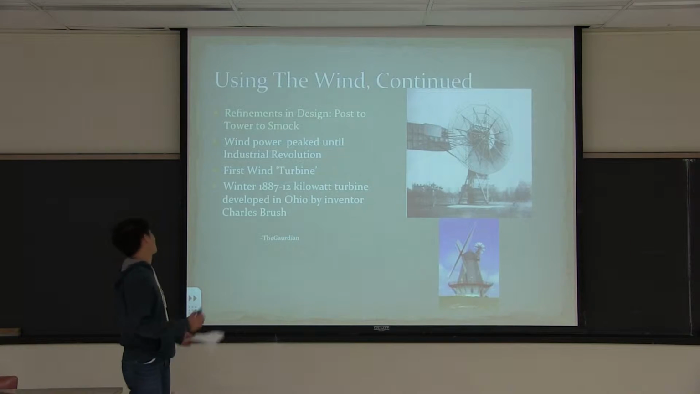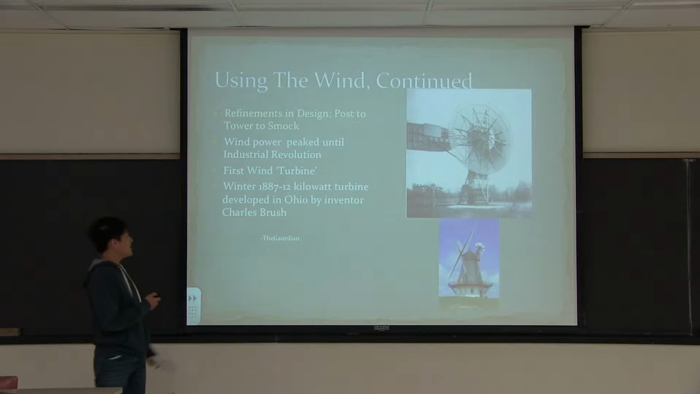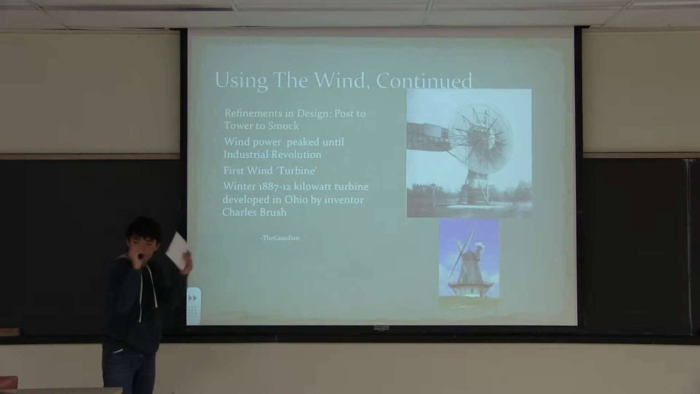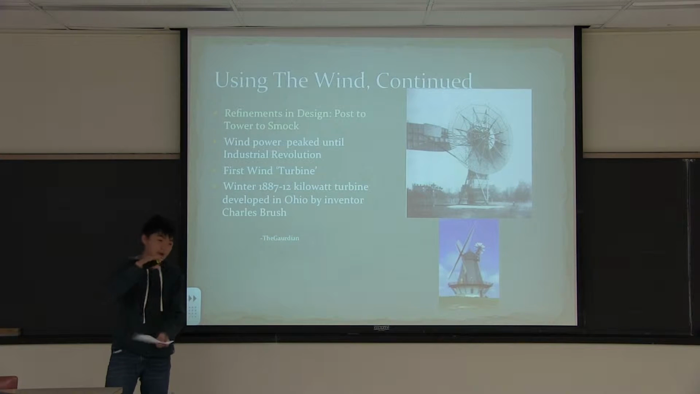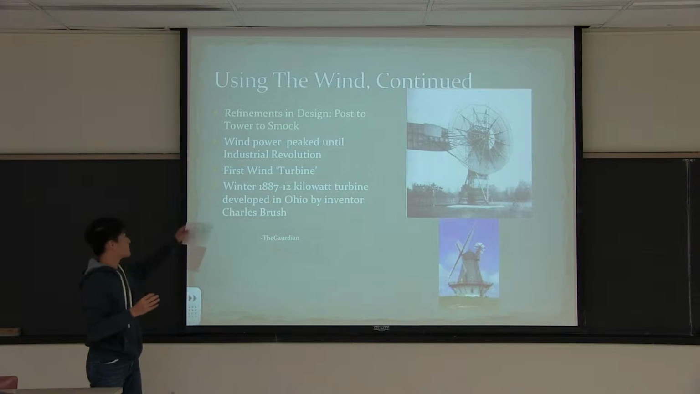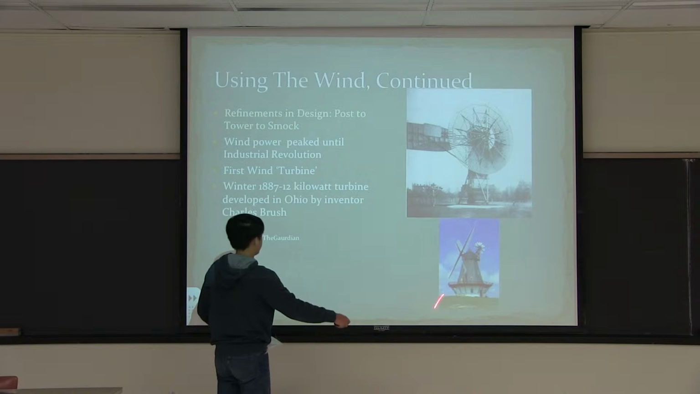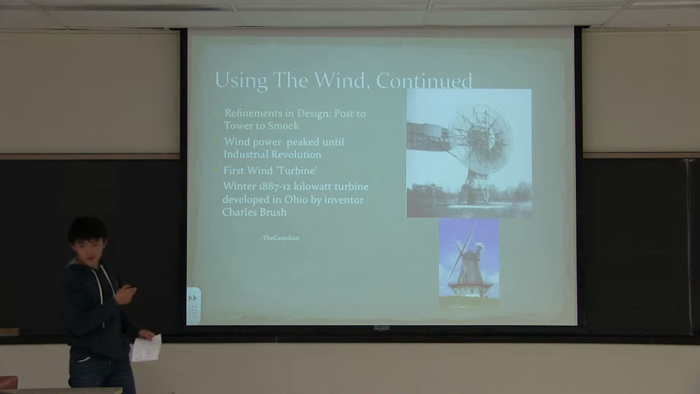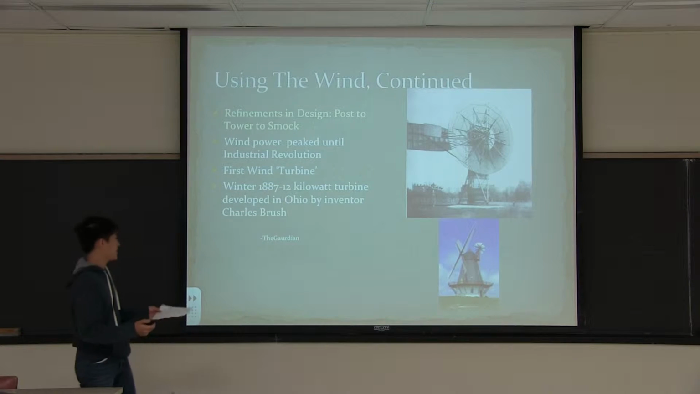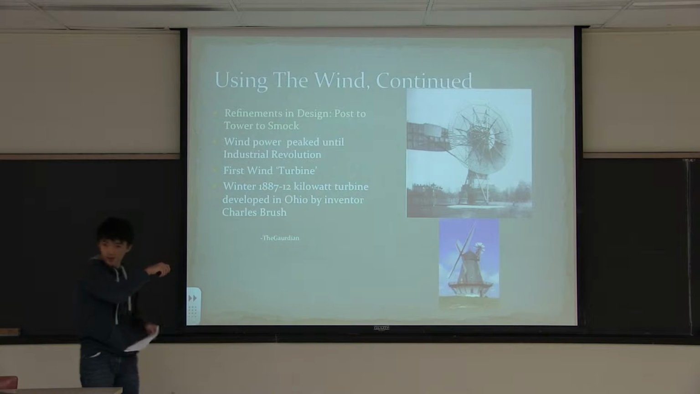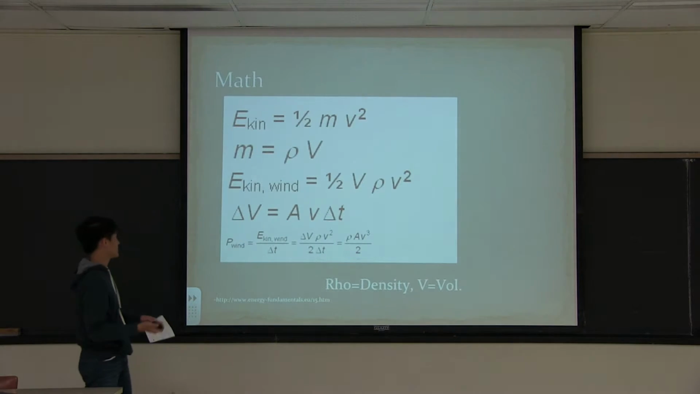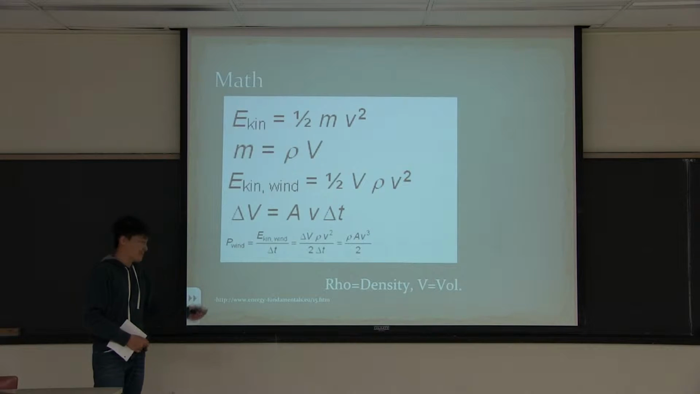So for using wind energy, there have been refinements in the design. We have the post mill, where the entire windmill rotated, to a tower mill, where only the cap rotated but the bottom half was still made out of stone, and finally the smock, where it got replaced by a wooden body, which saved on construction costs. The first wind turbine was developed in Scotland by Professor James in 1887. And we have a 12 kilowatt turbine created in Ohio by inventor Charles Brush, which powered his estate for 20 years.